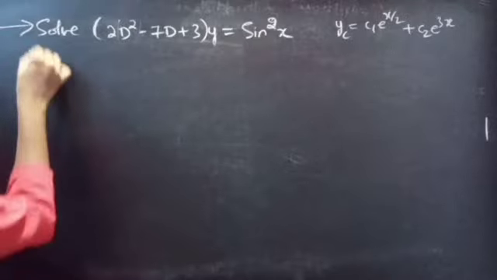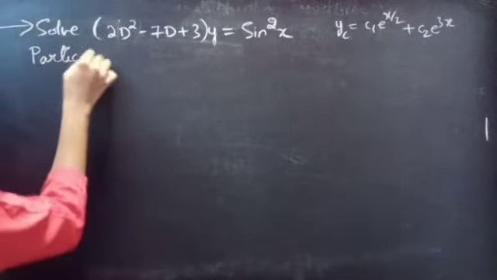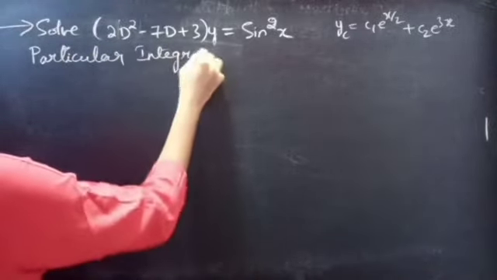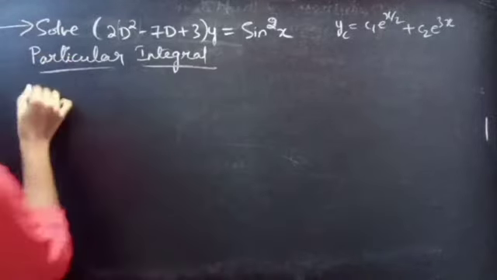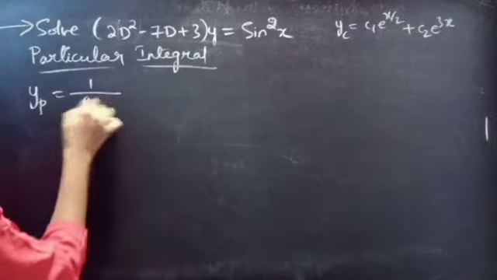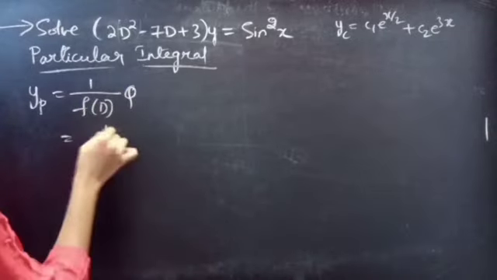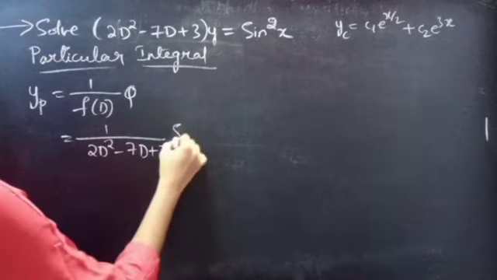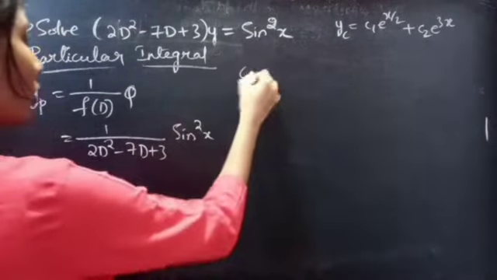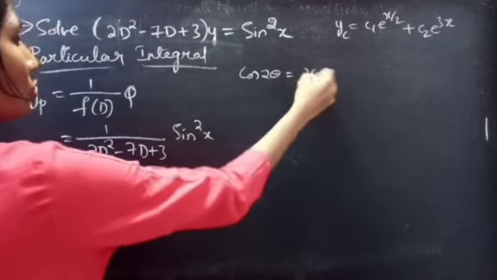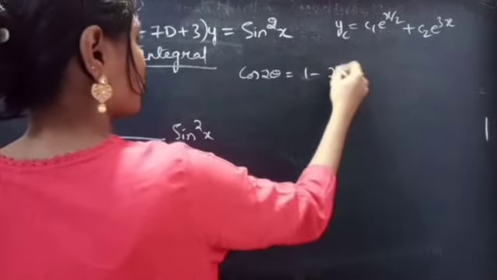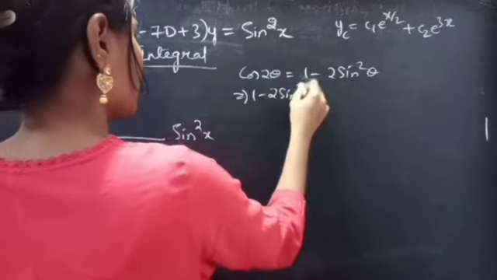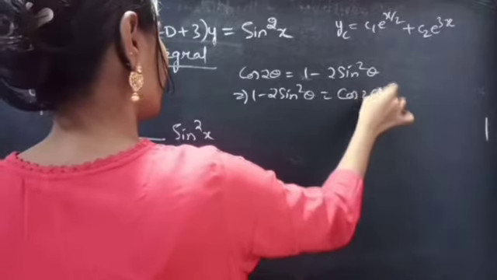Now let's find the particular integral. We can find the particular integral using 1 by f of D into Q, where f of D is 2D square minus 7D plus 3 and Q is sine square x. We know that cos 2 theta equals 1 minus 2 sine square theta, right?